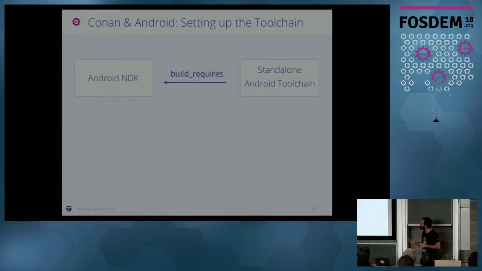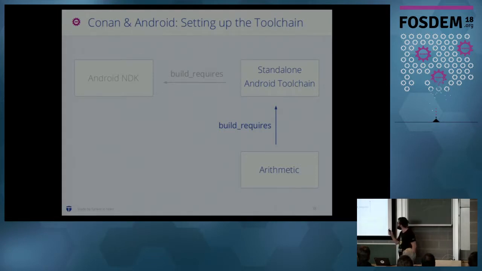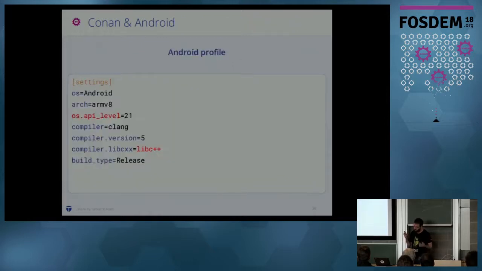So what we'll do, we'll build a standalone toolchain that has a build requirement on the NDK, and then we will throw away the NDK and only use this toolchain, and here our library will also have a build requirement on the toolchain. So before showing you the recipes, there's our Android profile.